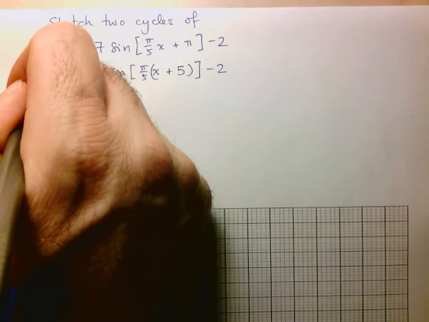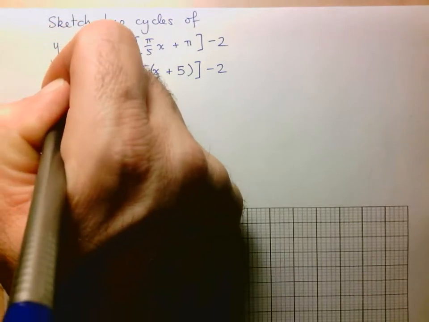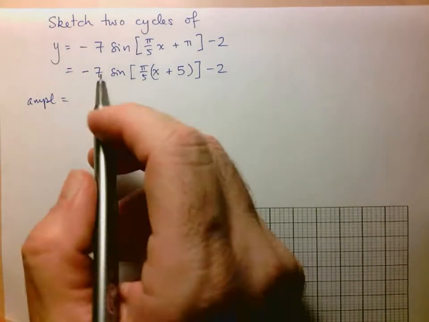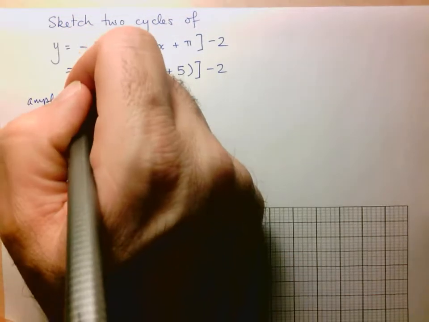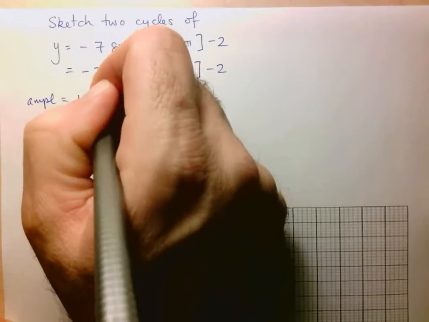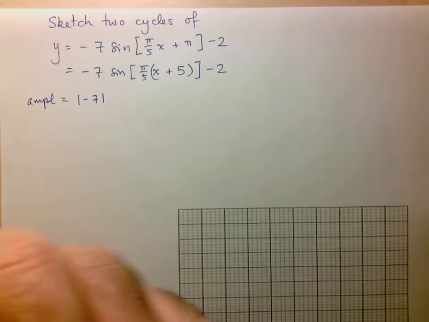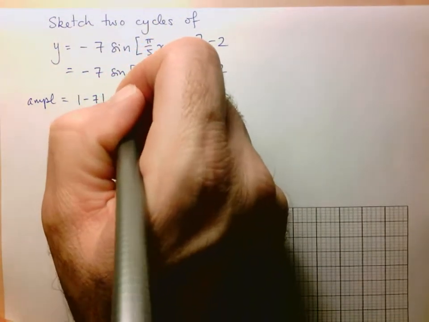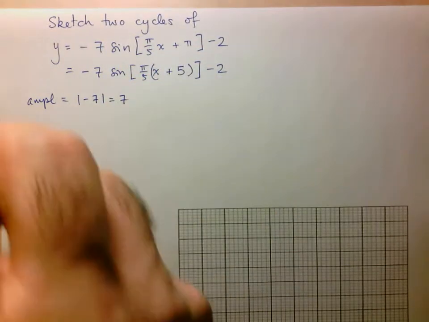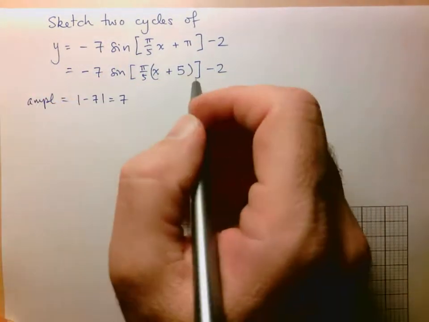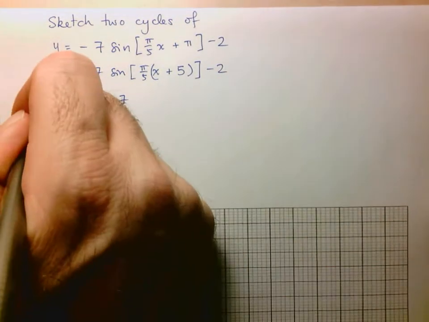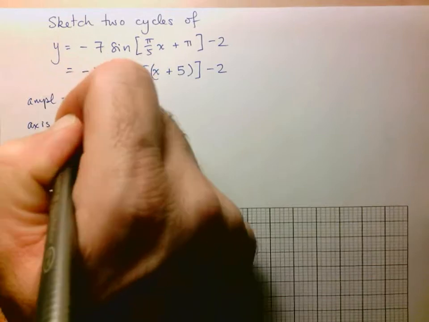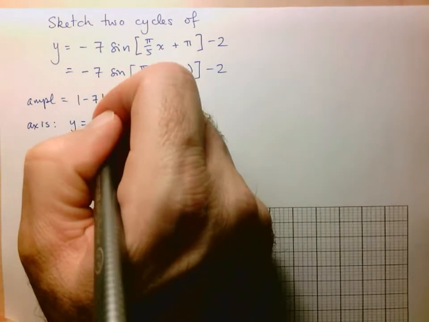Here we've got the amplitude. Remember that the amplitude is the absolute value of that a value in front, because the amplitude is a measure of distance, so it's always positive. So here we've got 7 and not -7. Next we've got the axis, which can be found with the c value there. So our axis is just given by y equals -2.